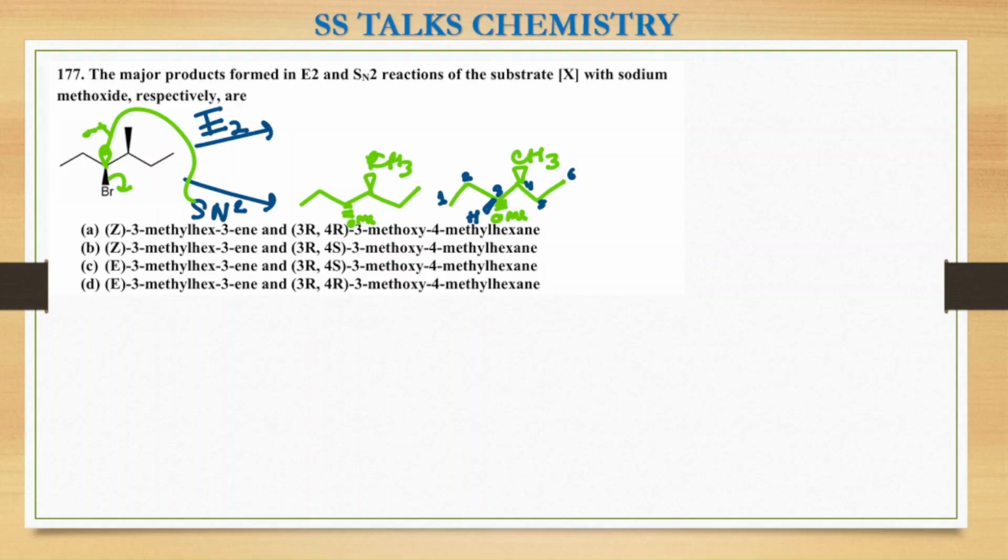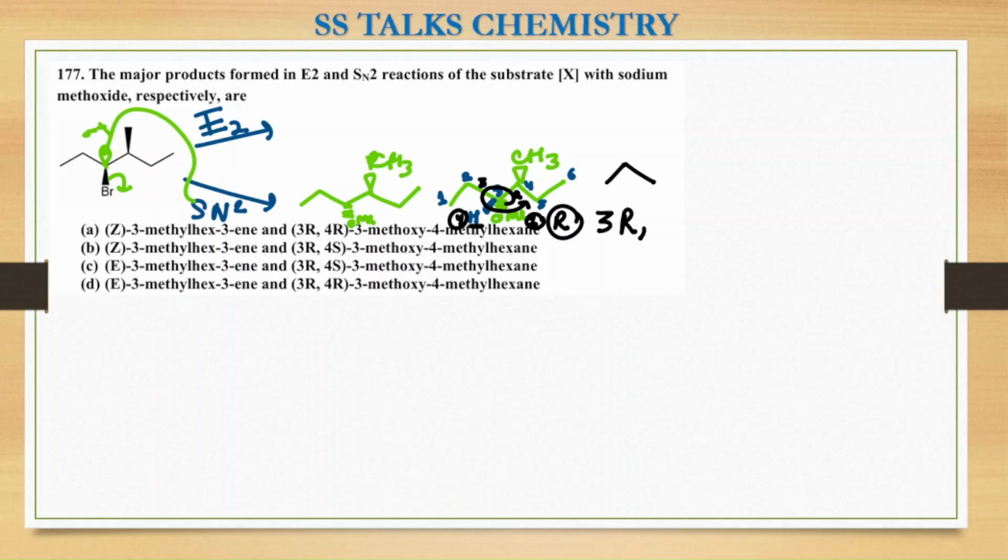Now find the configuration around this. At the wedge position there is a hydrogen atom, which has the least priority, the fourth one. This OMe group has the highest priority, the substituted one will be second, and this one will be the third. Going from 1 to 2 to 3 is in the anti-clockwise direction, but the hydrogen atom is at the wedge position, so this will have the R configuration at this particular position. So at the third center we have the R configuration. Right? Now at the fourth center also we have to find it.